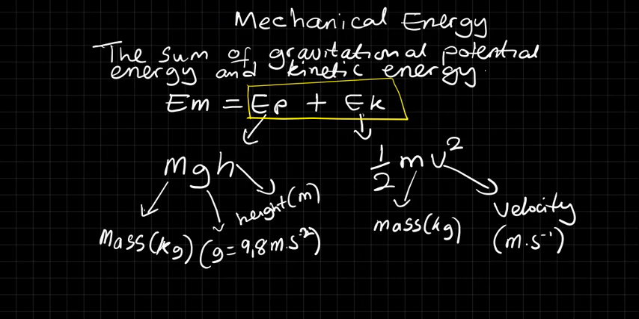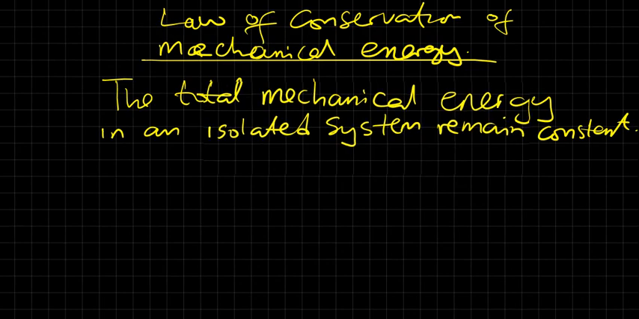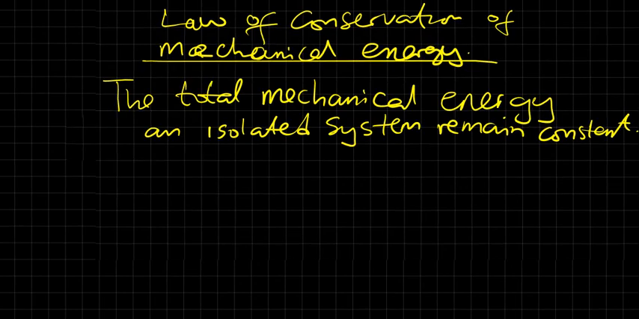Now we're going to look at the law of conservation of mechanical energy. So law of conservation of mechanical energy: the total mechanical energy of an isolated system remains constant. So isolated system means a system with no external force such as friction or other air resistance.